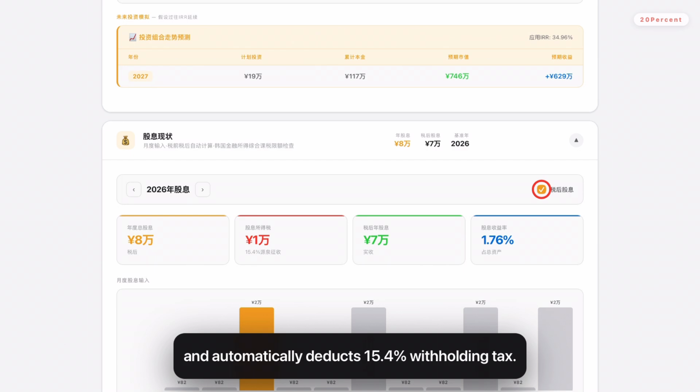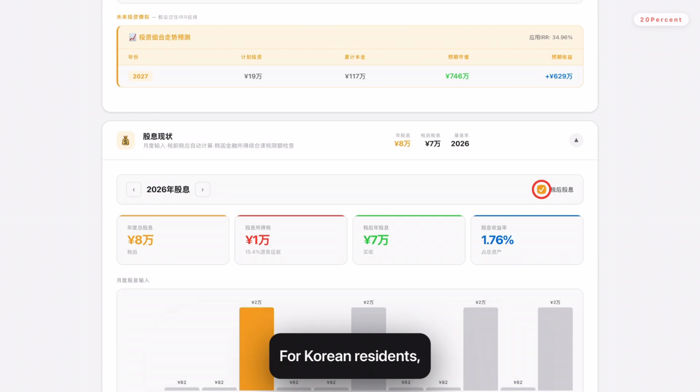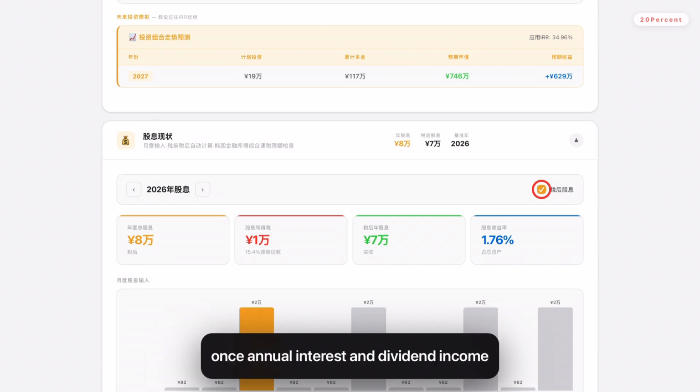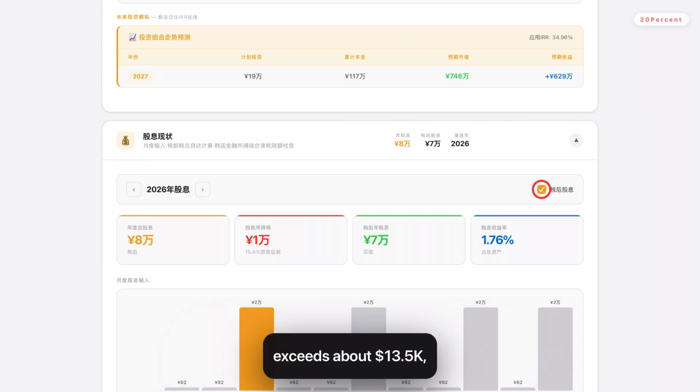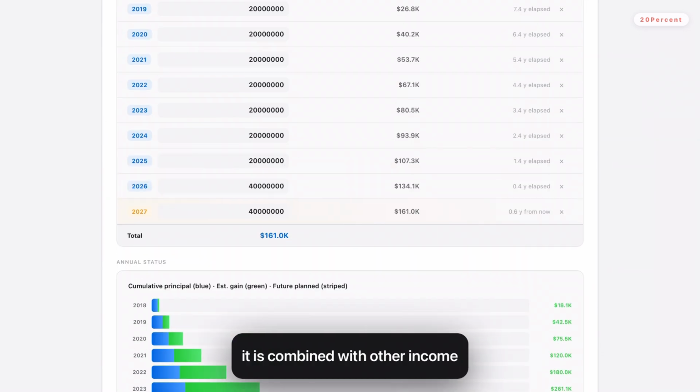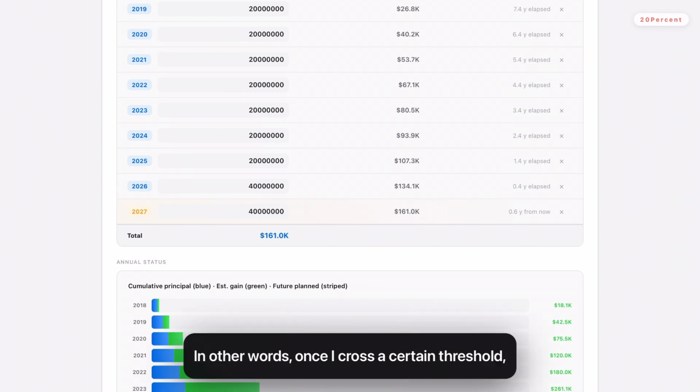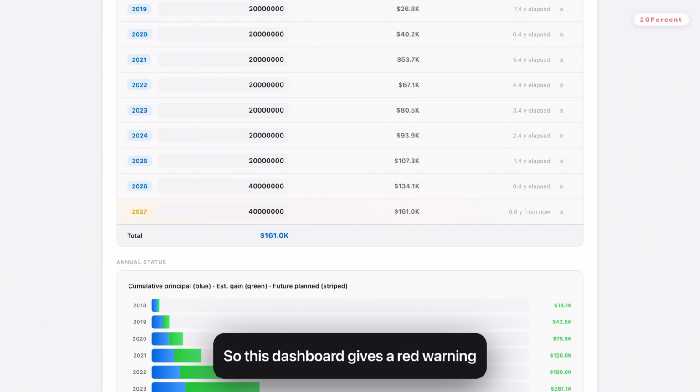If I turn on the after-tax dividend option, the system follows the rules that apply to Korean residents and automatically deducts 15.4% withholding tax. Here I can see four figures at the same time: total annual dividends, dividend income tax, after-tax annual dividends, and dividend yield. For Korean residents, once annual interest and dividend income exceeds about $13.5 thousand, it is combined with other income for Korean tax purposes. In other words, once I cross a certain range, my marginal tax rate can rise quickly. So this dashboard gives a red warning as I approach that threshold.